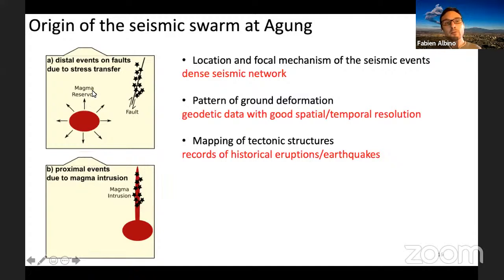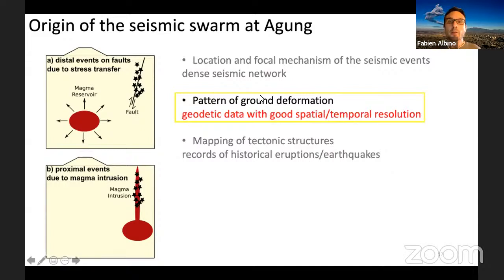So how can you try to discriminate between these two scenarios? You can first look at the location and focal mechanism of seismic events, or map the tectonic structure and see if the seismicity is located near a pre-existing tectonic structure. The problem here is that the quality of the seismic data was not enough to study the focal mechanism, and the mapping of tectonic structure is very poor in the region due to the small amount of historic eruption and earthquake.